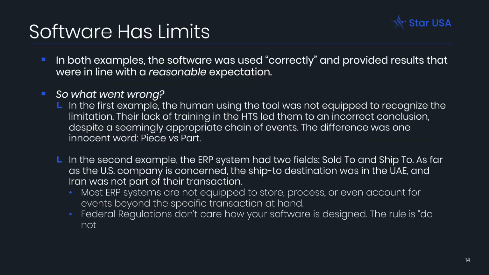So in both examples, the software was used correctly and provided results that were actually in line with reasonable expectations. But something went wrong. So what went wrong? In the first example, the human using the tool was not equipped to recognize the limitations of the software. The engineers likely do not have training in HTS, and that led them to arrive at an incorrect conclusion, because they didn't understand the differences in how you can classify things, and when the word part has a very specific meaning within the HTS. In their lexicon, piece and part are interchangeable words, but in the HTS, they are not.